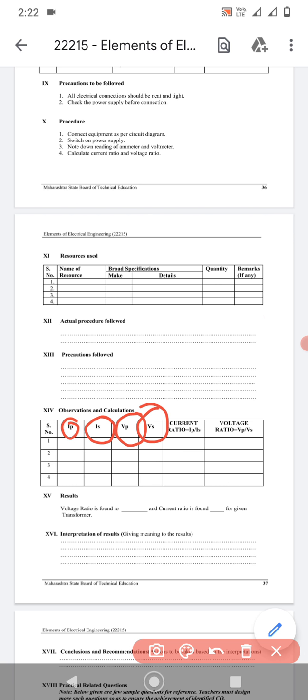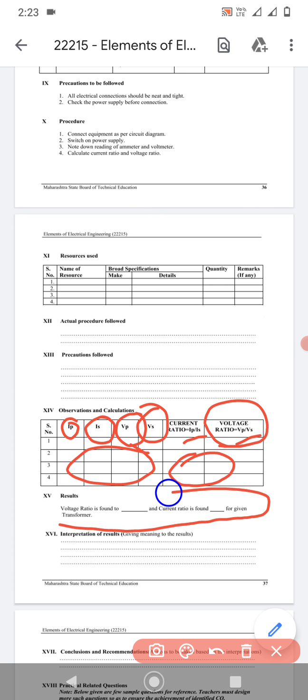With the help of these readings, we can calculate the current ratio by using the formula Ip upon Is, means the primary current divided by the secondary current, and calculate the voltage ratio by using the formula Vp upon Vs, means primary voltage divided by secondary voltage. After calculating these voltage and current ratio values, write them down in this result.